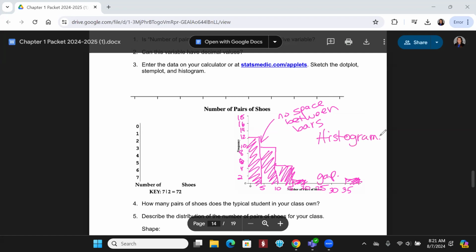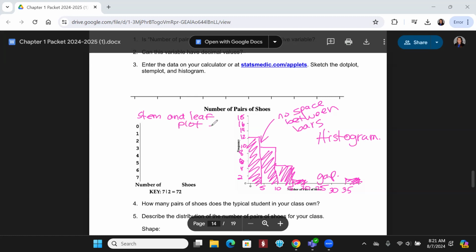Now we're going to do my least favorite plot. I personally think these are useless, but they somehow keep popping up. Stem and leaf plot. Do you remember those? No, it's not box and whisker. You'll remember it once I show you. So, stem and leaf plot.